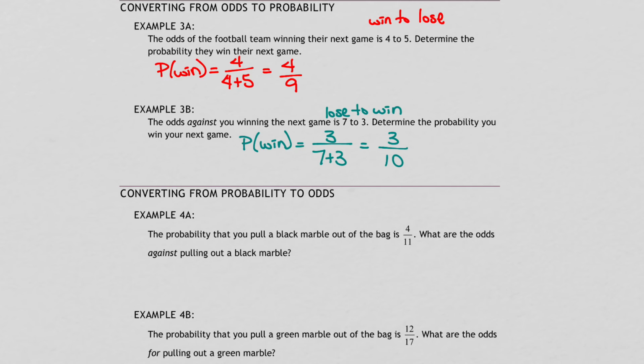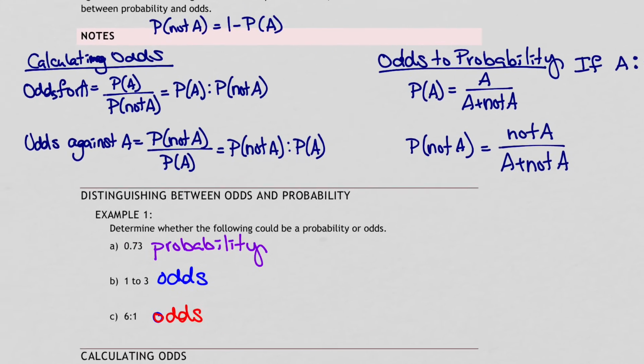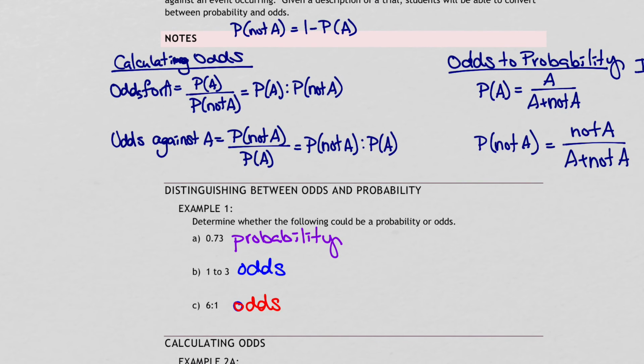And then last, what if we are converting from probability to odds? Well, that's basically when we were calculating odds. It's the same thing. So whether we're calculating odds or transferring from probability to odds, we're using this same idea where the probability of A over the probability of not A is odds for, and against is the probability of not A over the probability of A. Okay?